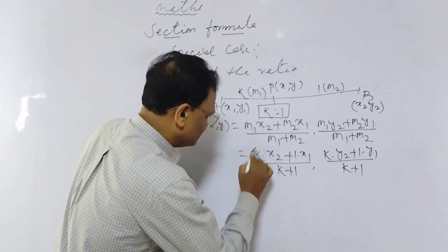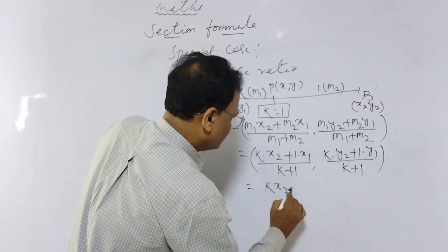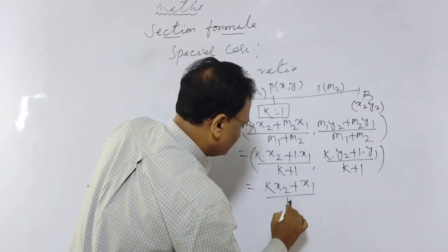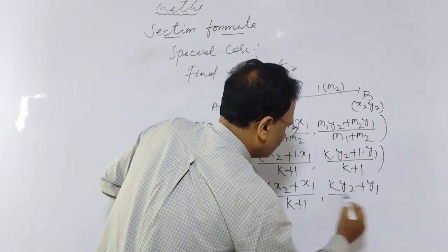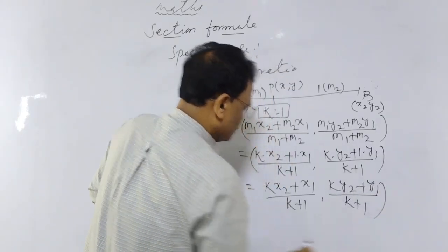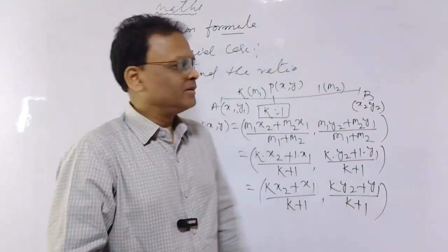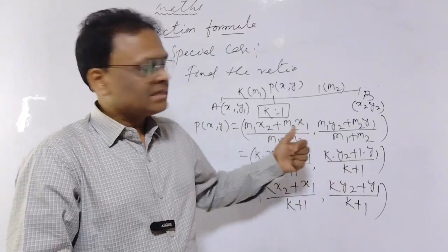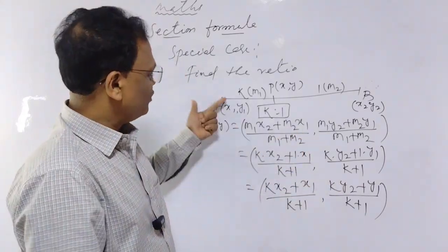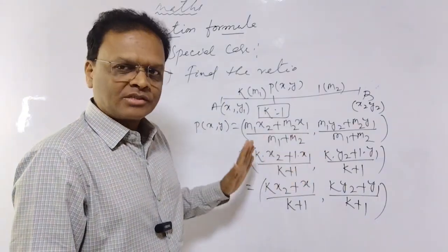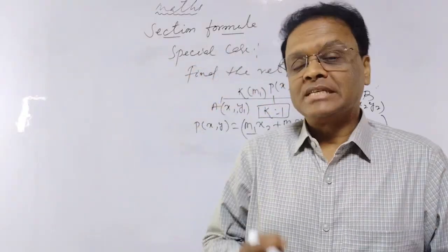So finally it becomes kx2 plus x1 divided by k plus 1, and ky2 plus y1 divided by k plus 1. This is the x coordinate, and this is my y coordinate. So if the point divides the line segment in the ratio of k is to 1, this is the formula. The m1 becomes k and m2 becomes 1. That's all, nothing else. All this we are getting from the section formula.